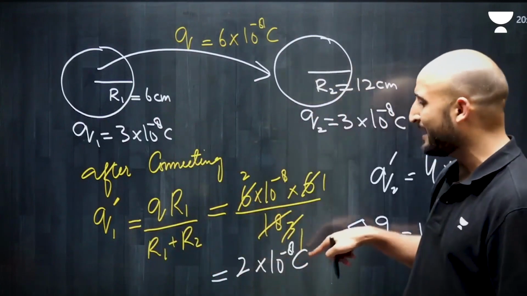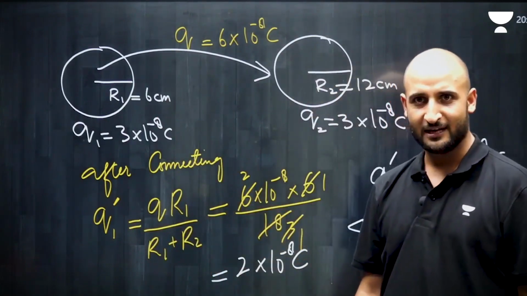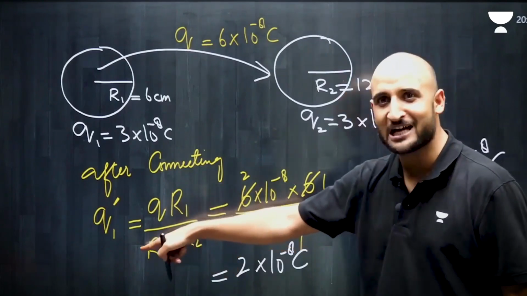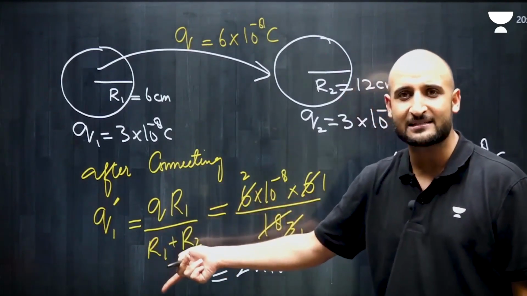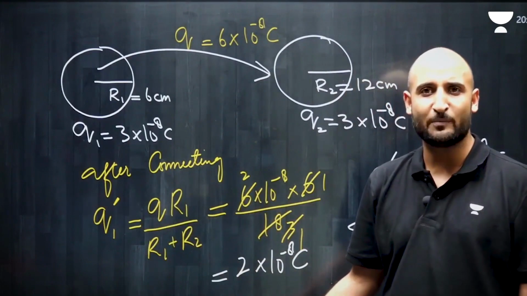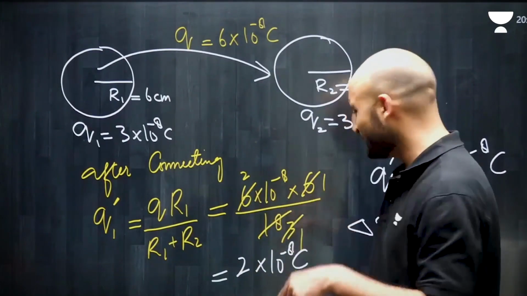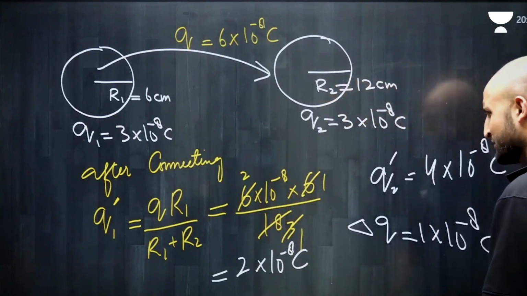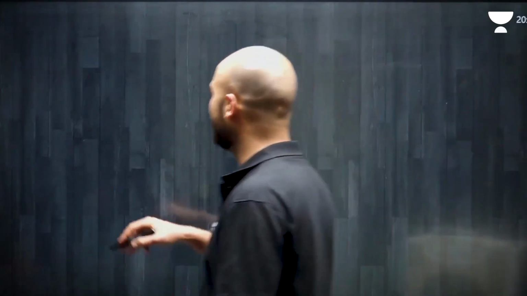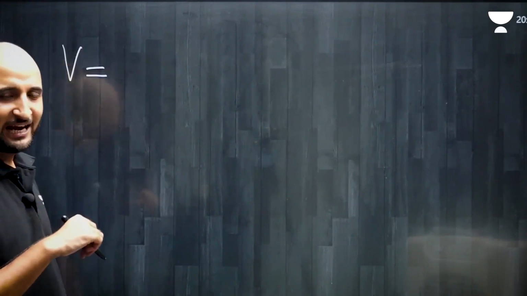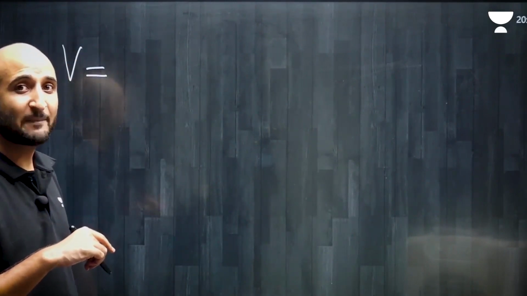That's 2 into 10 power minus 8, right? If I had to find the final potential, I have the final charge, I will divide it by the capacitance. I will simply get the final common potential, right? If it's understood, let's try to rely on equations only. Have a look here. I need common potential V. I told you that it's total charge divided by total capacitance.